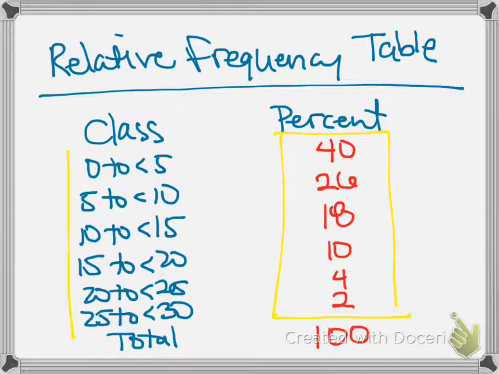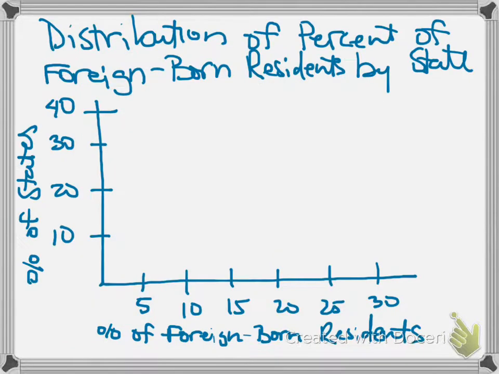Now, we can use this relative frequency table to create a histogram for ourselves if we would rather use the relative frequencies instead of just plain old frequencies like we did on the last histogram. Notice this looks almost exactly identical to the histogram that was already created. The only difference is over here on the left, instead of having the number of states on the vertical axis, we just have the percentage of states. So I'm going to go ahead and draw in our columns for the histogram.